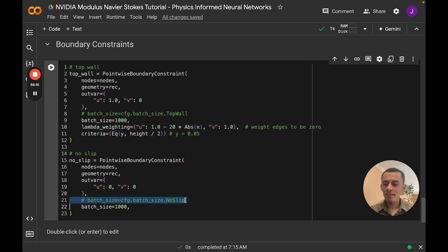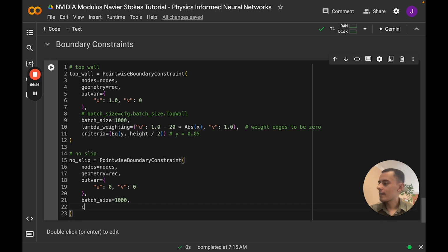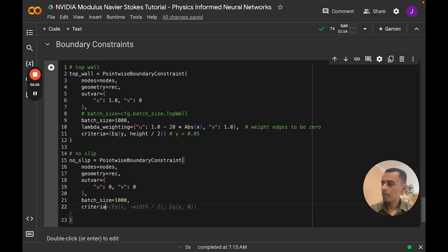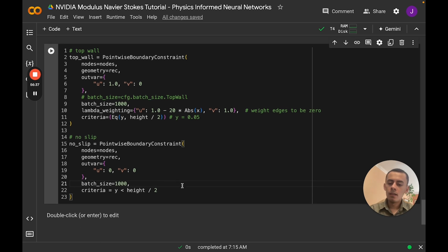The batch size is just 1000 again. Oh, yeah, just remove that. Batch size is 1000, and the criteria is whatever y is less than the height, than 0.05, right? Height divided by 2. In this case, because it's all 0, we forget about any sort of lambda weighting, of course. There you go.